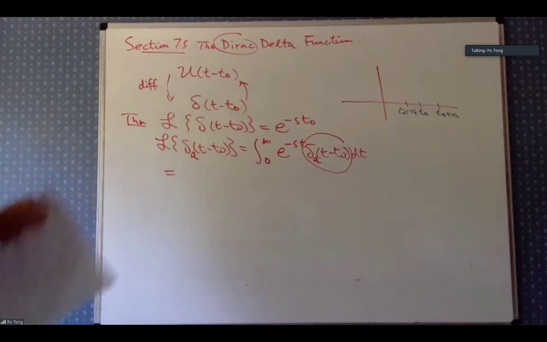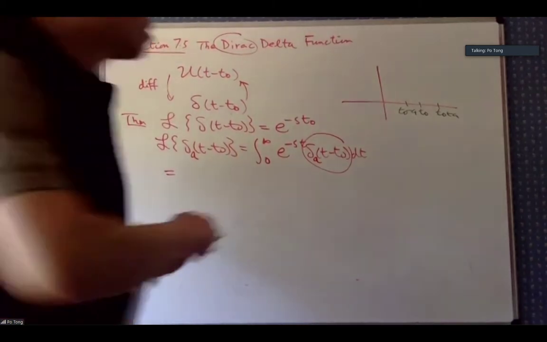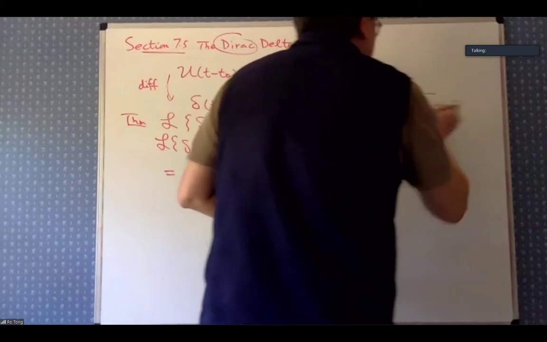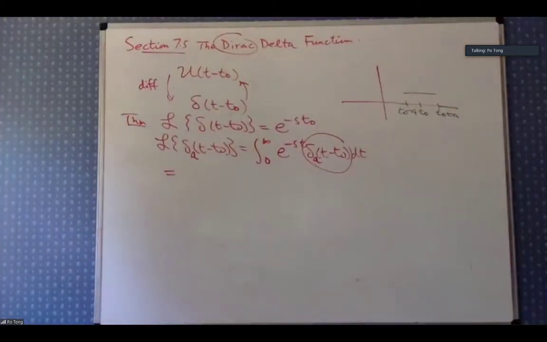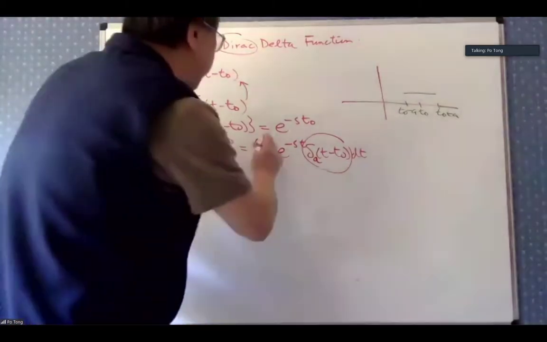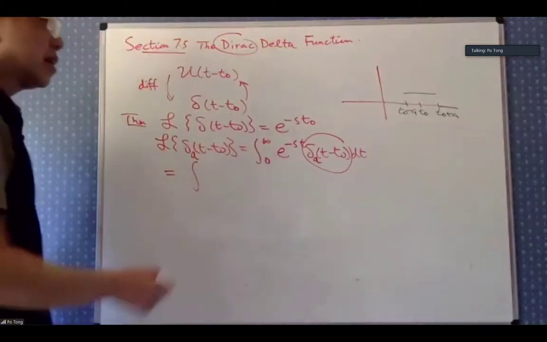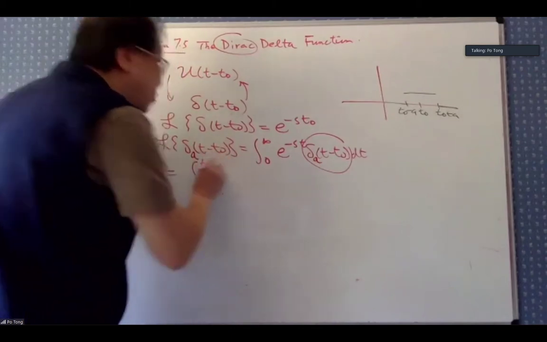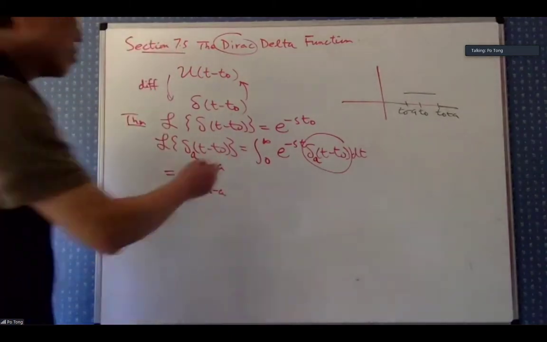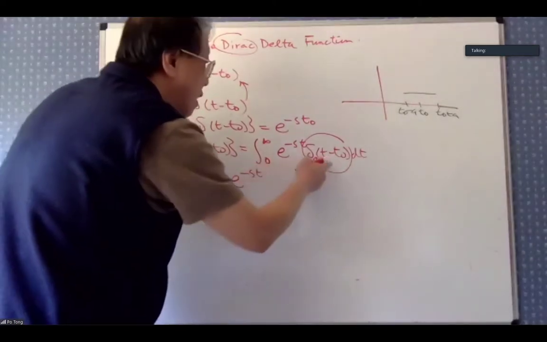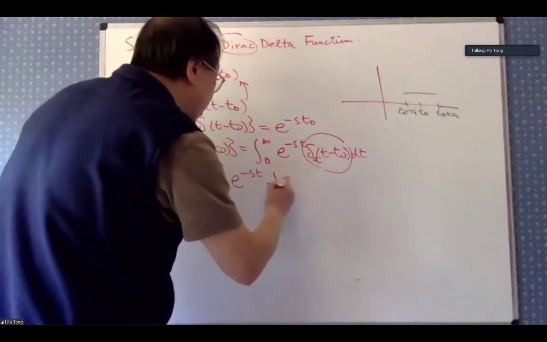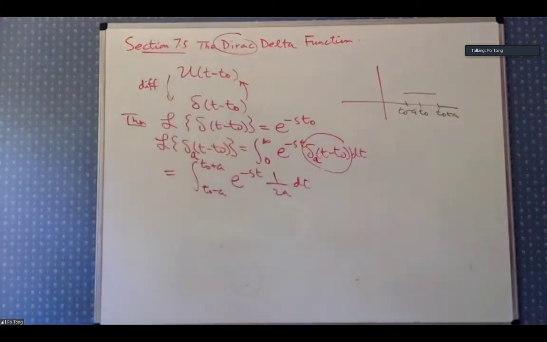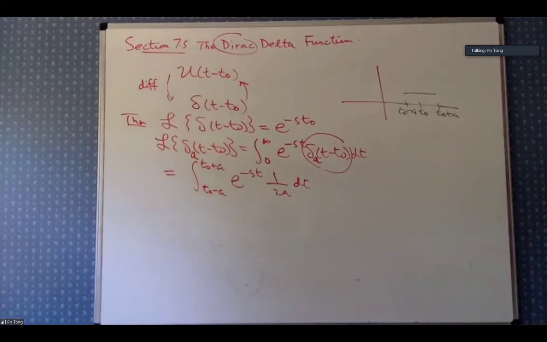So this is 0 here, and then you have some value up here. Most of these are 0, so I can change the limits of integration from t0 minus a to t0 plus a. Do you guys follow that? So this one will be this. Now the value of this guy here is 1 over 2a dt. Hopefully you follow that. Is it all right?